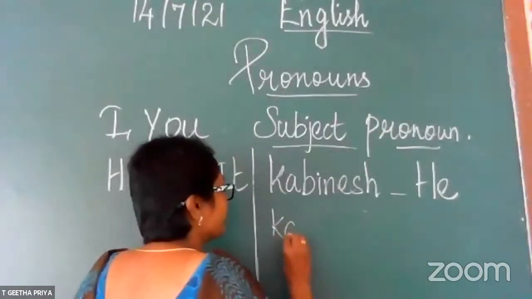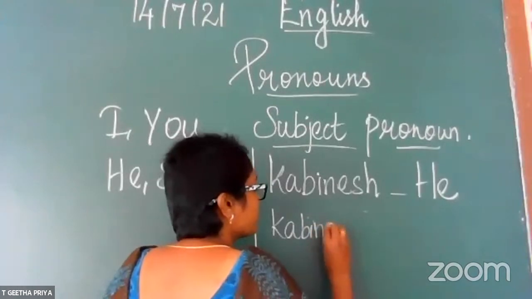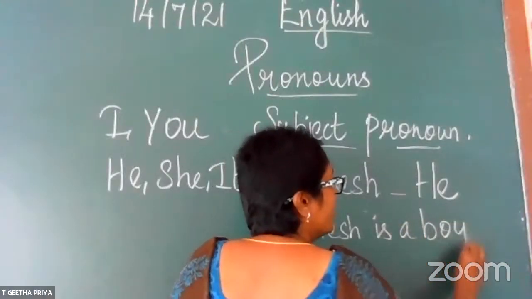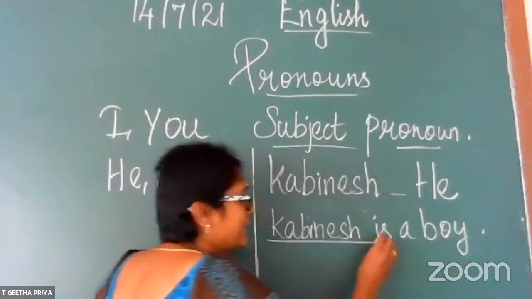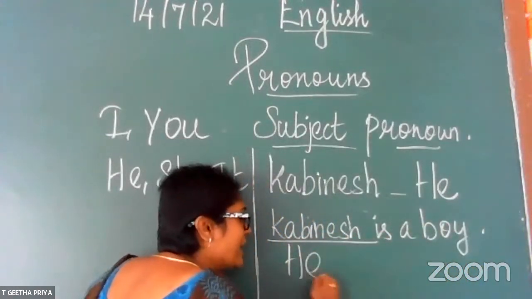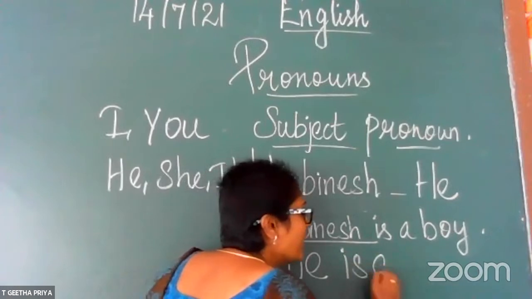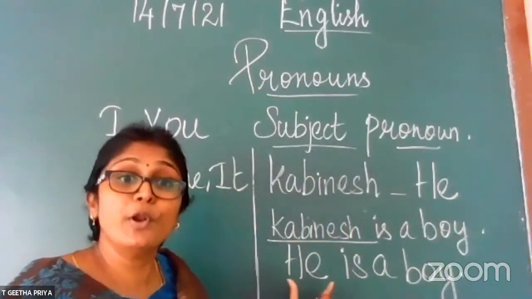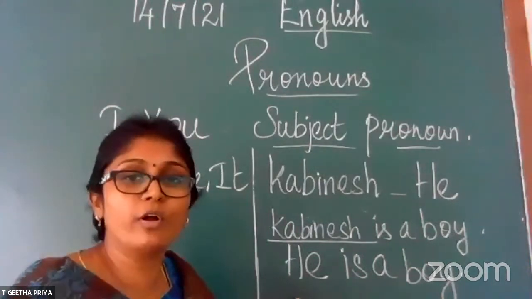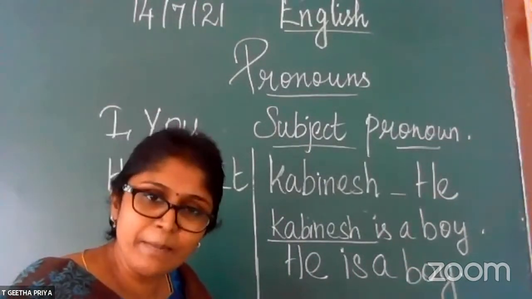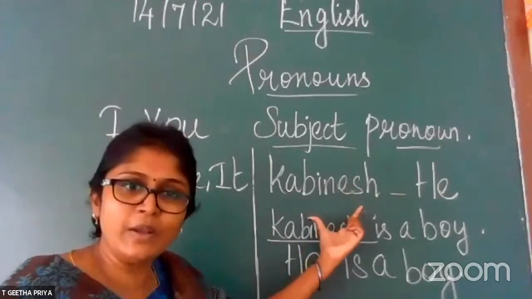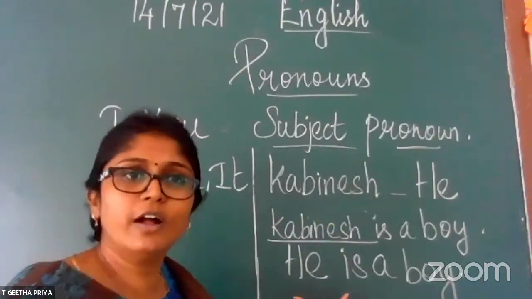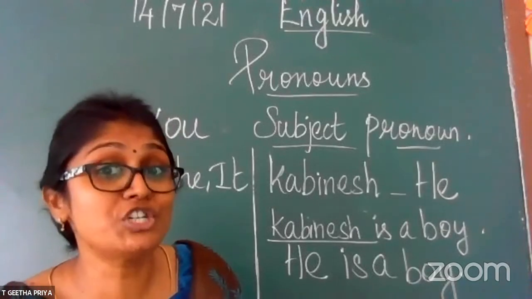So Kabinesh is a boy. Instead of this Kabinesh, I'm using the word he. He is a boy. So this is called pronoun. When we replace a naming word with another word, that is called pronoun. Got it? Okay.